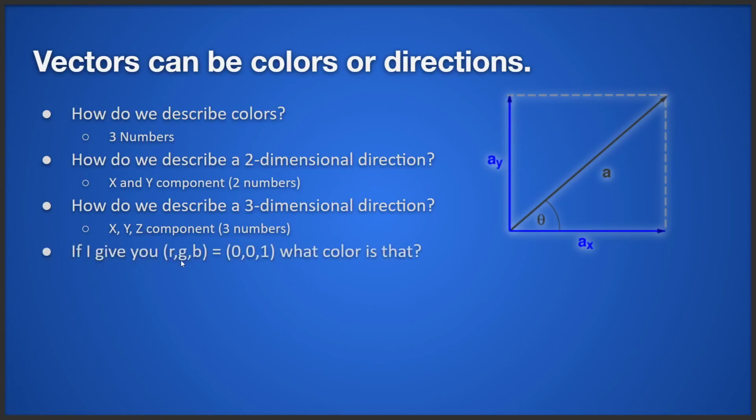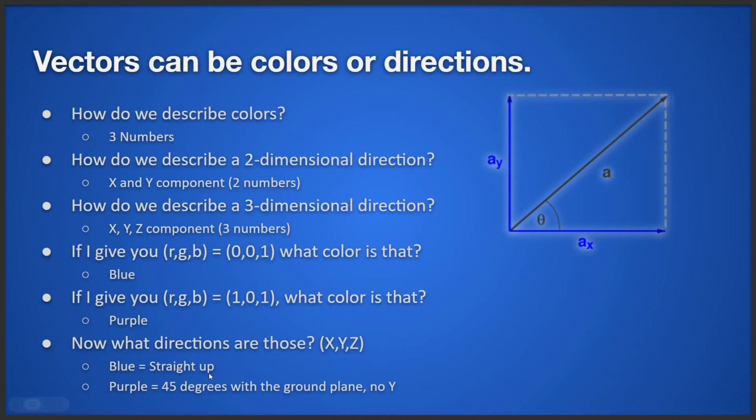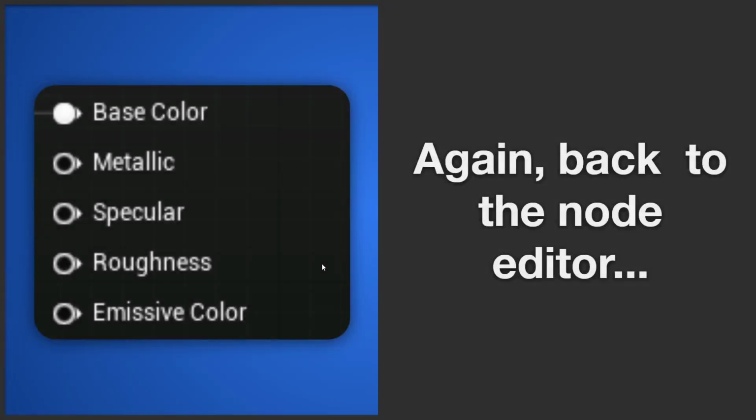If I give you RGB equals 0, 0, 1, what color is that? Blue. If I give you RGB equals 1, 0, 1, what color is that? Purple. It's like red and blue. What direction is that? Blue is straight up. Purple is like 45 degrees with the ground plane, like with the ZX plane.